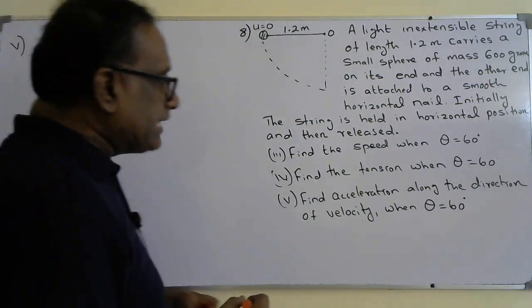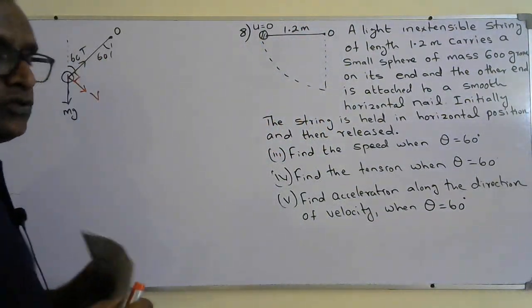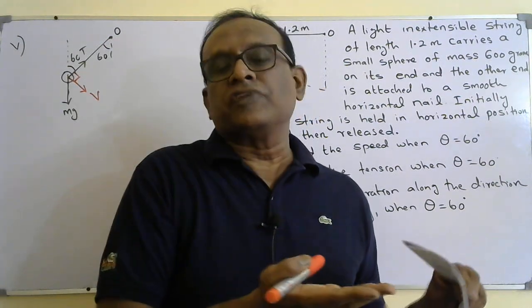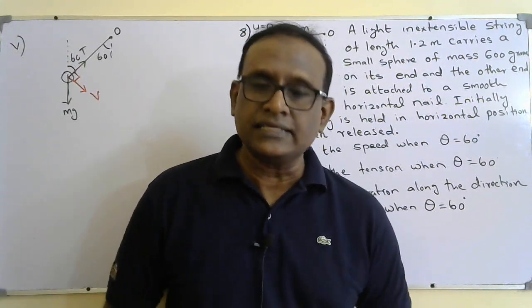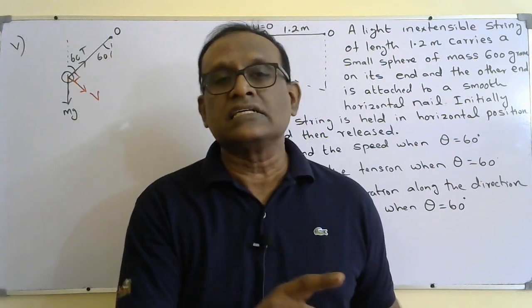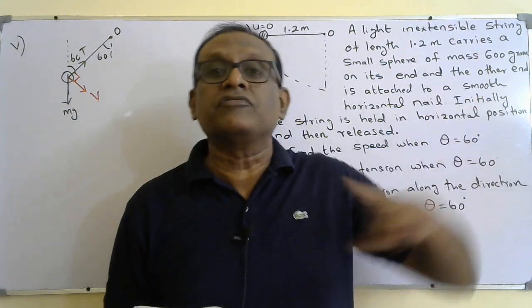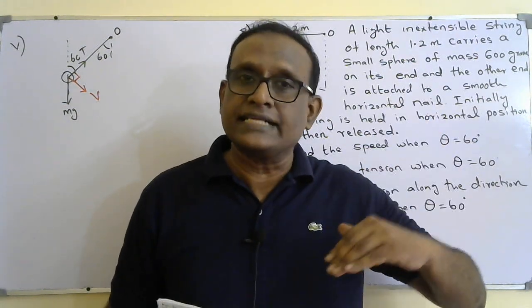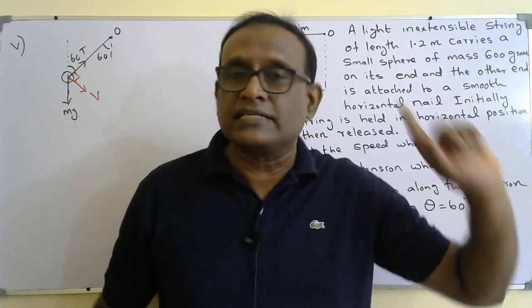The question is find the acceleration along the direction of velocity. So, you know there is an acceleration along the direction of velocity every moment during the vertical circular motion. I explained that in my first lesson. That's the reason it accelerates when it moves from higher part to lower part. When it moves from lower part to higher part in vertical circular motion, it decelerates because there will be an acceleration opposite to the direction of velocity. So it will decelerate, right?